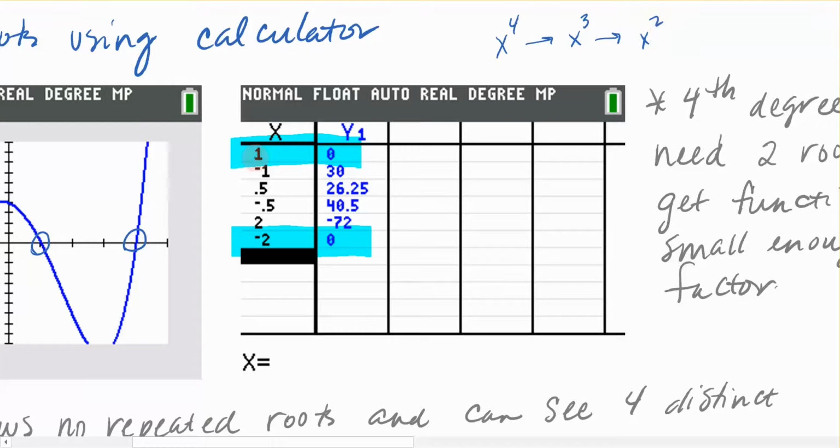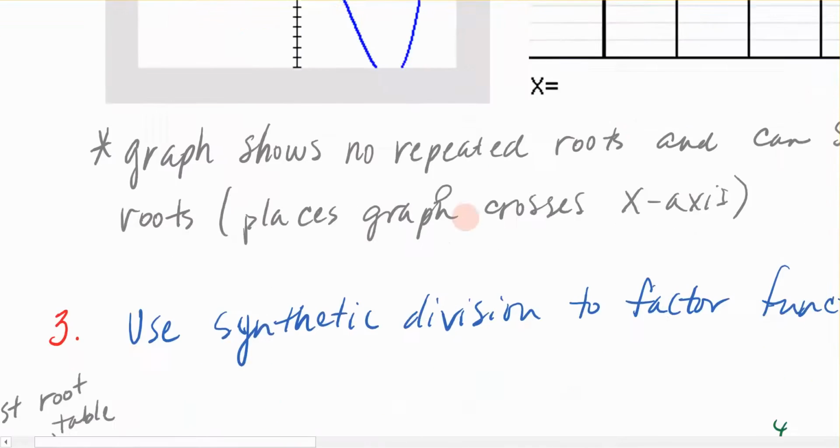So that's why I've got one root, and while I'm at the table I'm going to go down my list and plug in the roots until I find the second root. So these are the 2 roots I'm going to use synthetic division on.